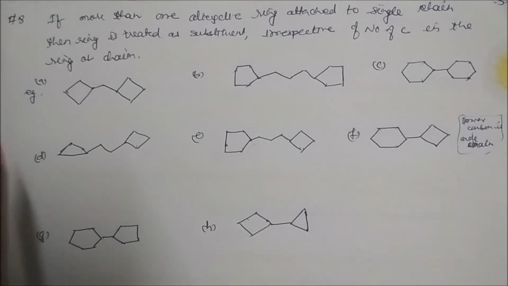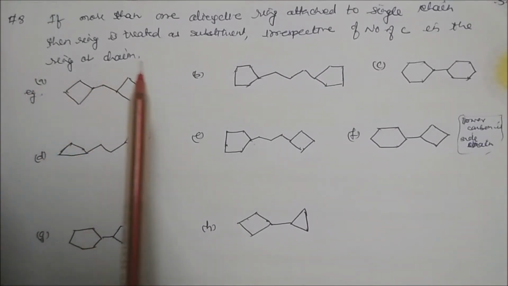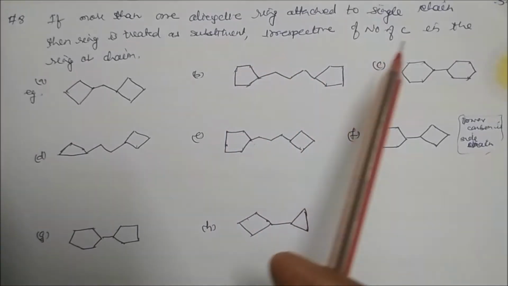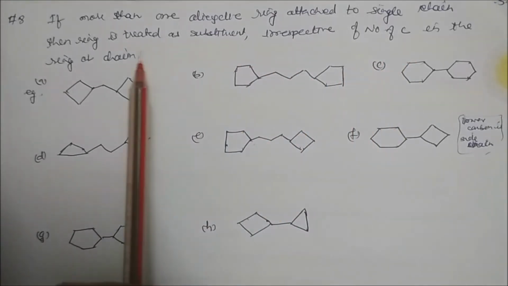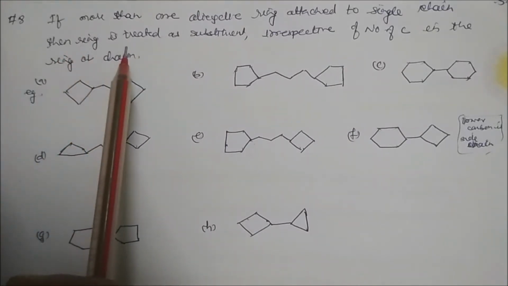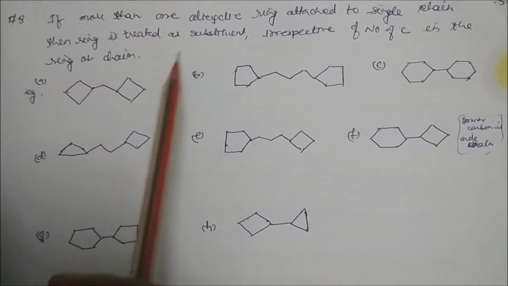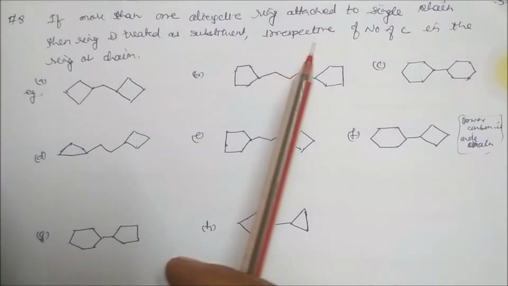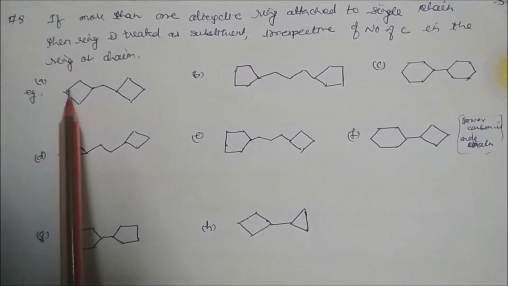Now let us see rule number 8. If more than one alicyclic ring is attached to a single chain, then the ring is treated as a substituent. This is also a different group rule, irrespective of the number of carbons in the ring or chain.